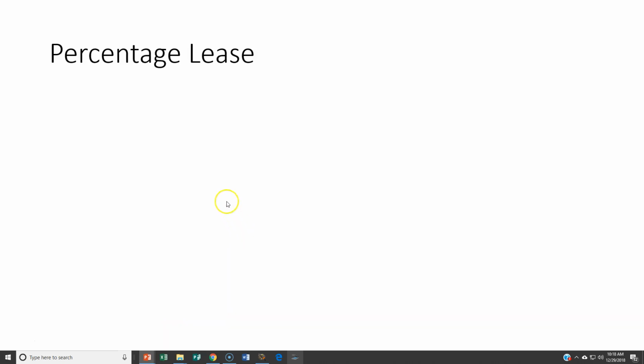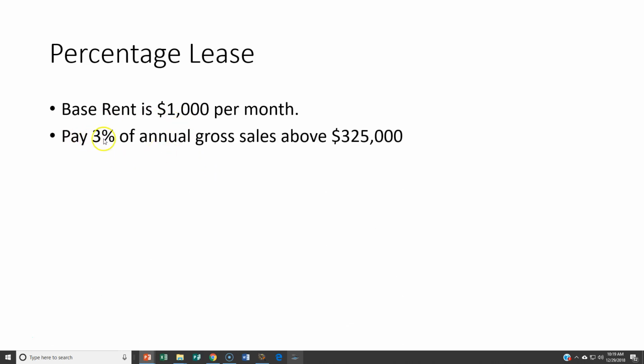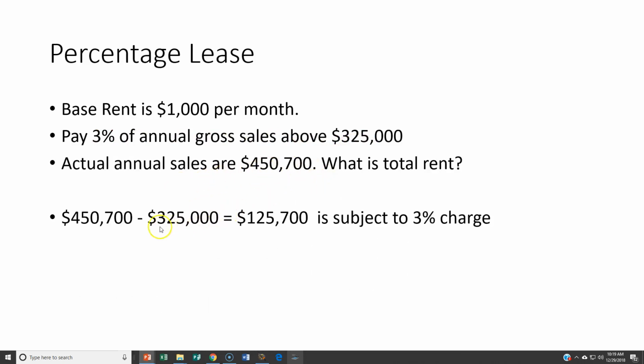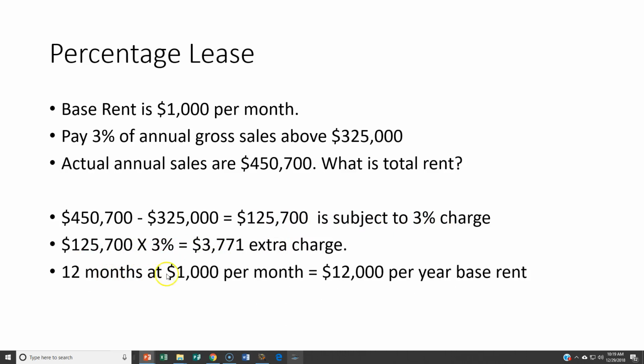Let's have a look at percentage lease in the book. They say here, for instance, the base rent is $1,000 a month, and you're going to pay 3% on anything above $325,000. The actual sales are worth $457,000. What is the total rent? Therefore, we take one from the other, and then we have $132,000, which is subject to the 3% surcharge: $3,960. We've got 12 months at $1,000 per month, which makes $12,000 per year base rent, and therefore the total rent is going to be $15,771.